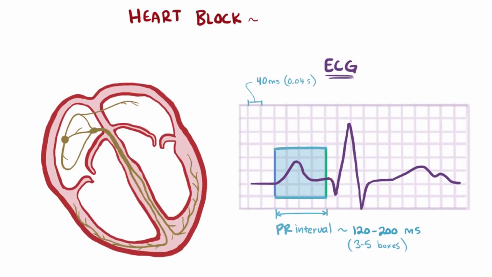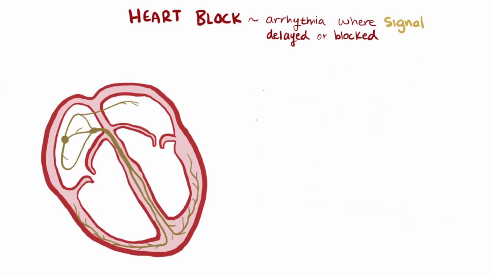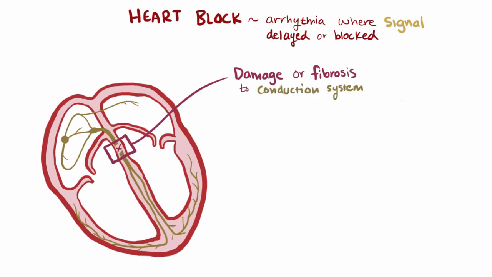Heart block describes a type of arrhythmia, or abnormal rhythm, that happens when an electrical signal gets held up and delayed, or blocked entirely, at some point along the conduction system. These blocks or delays usually happen because of some sort of damage or fibrosis to the electrical conduction system, the pathways that conduct the electrical signal.